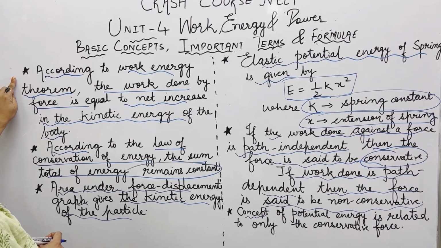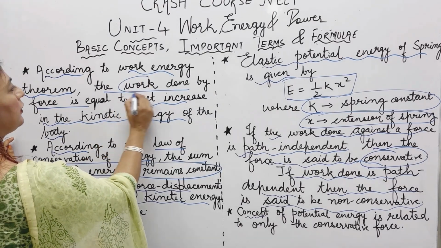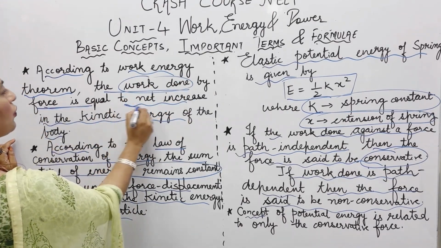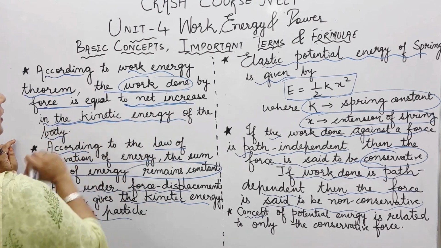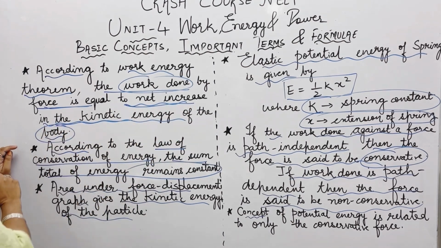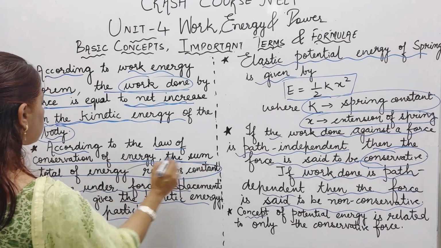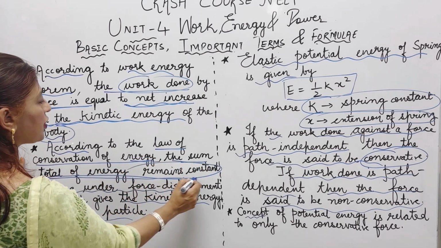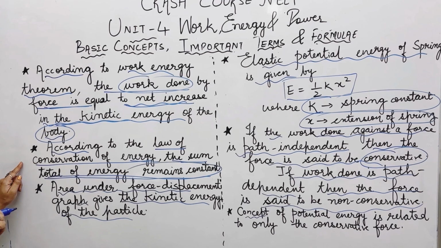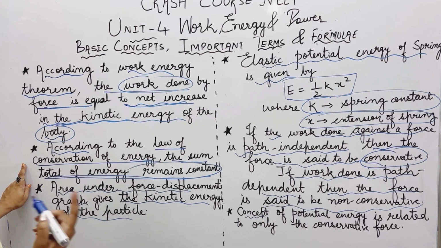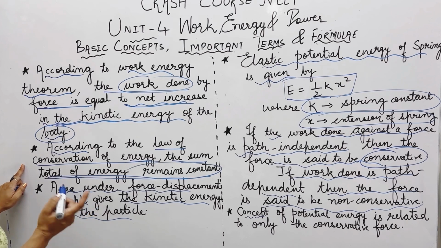According to the work energy theorem, the work done by the force is equal to the net increase in the kinetic energy of the body. According to the law of conservation of energy, the sum total of energy remains constant. It means energy can't be created nor destroyed, but can be transferred from one form to the other.